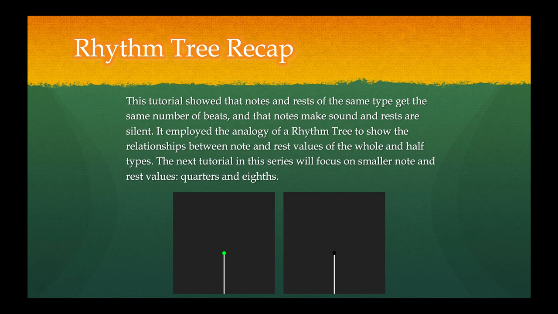This tutorial showed that notes and rests of the same type get the same number of beats, and that notes make sound and rests are silent. It employed the analogy of a rhythm tree to show the relationships between note and rest values of the whole and half types. The next tutorial in the series will focus on smaller note and rest values, quarters and eighths.